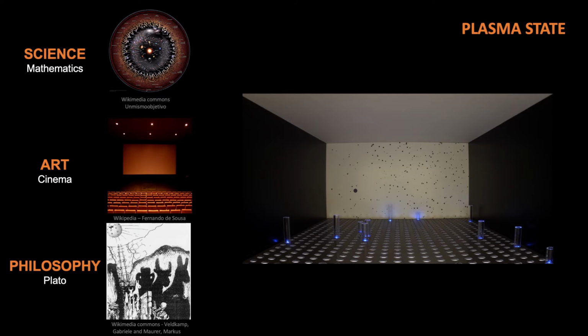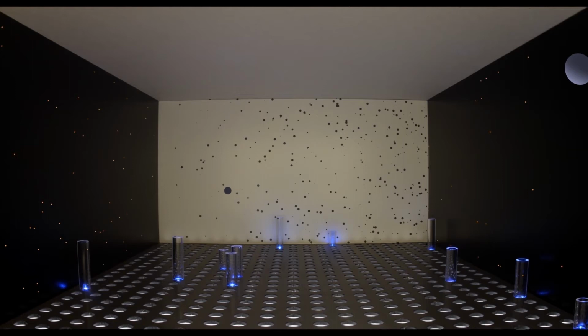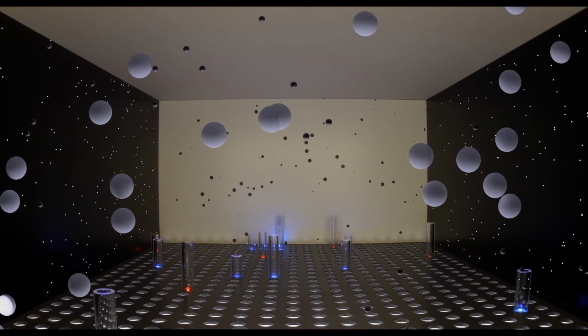And finally, in the plasma state, it was a mix of mathematics, cinema, and the philosophy of Plato. So those boxes that you see, in science, they represent a universe, a multiple universe passing through our eyes. In art, cinema, so it's like a cinema venue. And in philosophy, it's like the cave of Plato, where there is one reality projected in the shadow, and there are other things that are happening. So again, three different ideas that are abstracted from their natural structure and mixed together in the film.